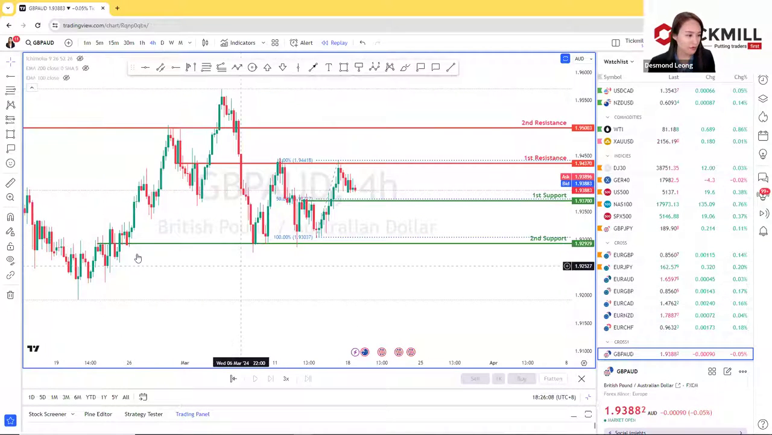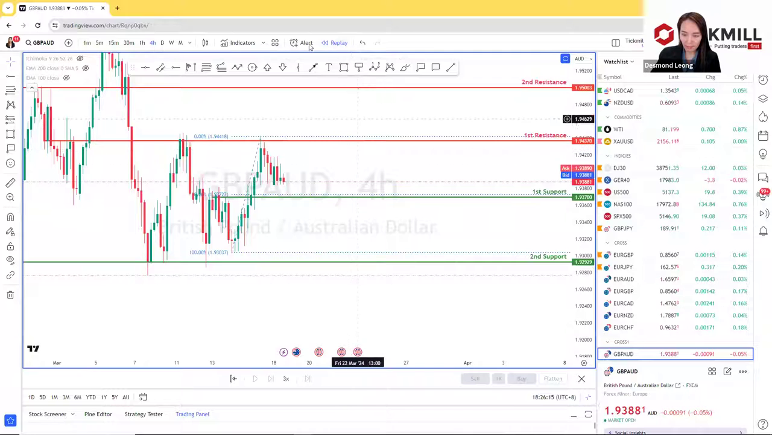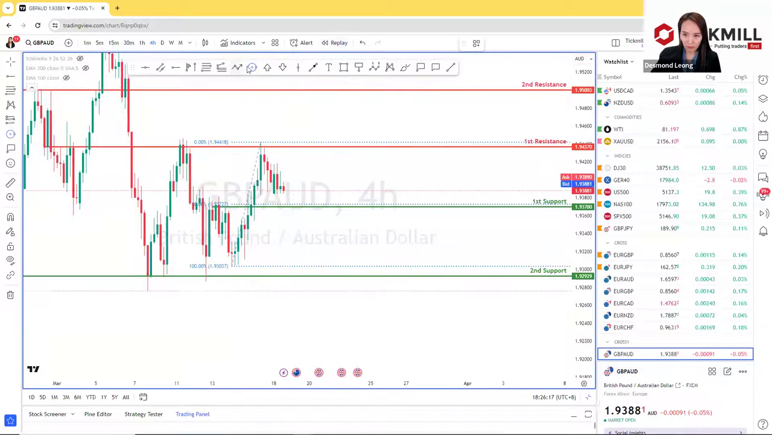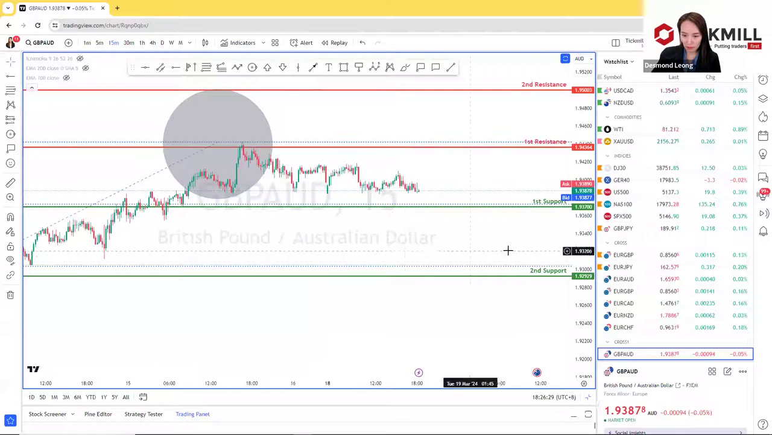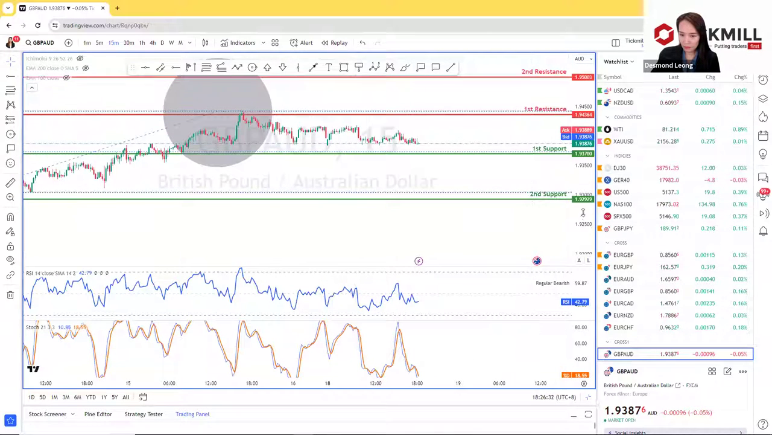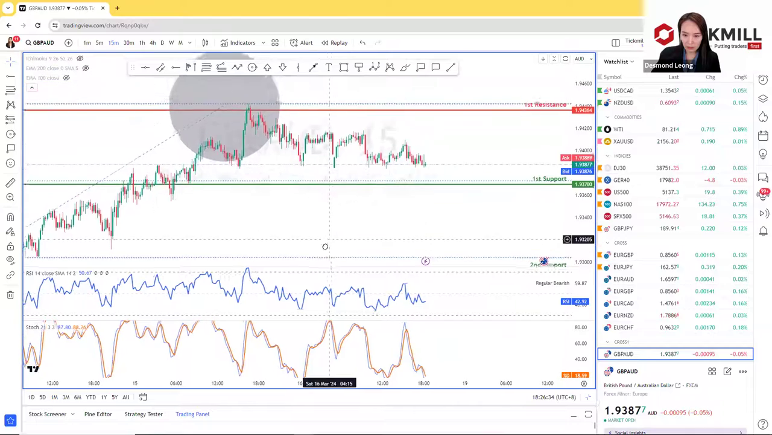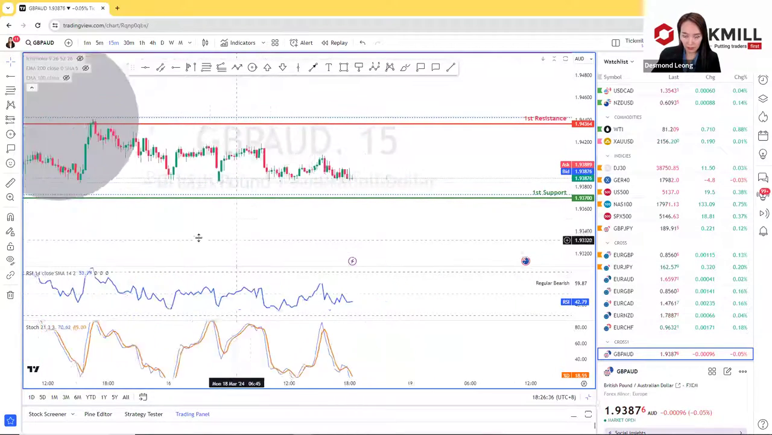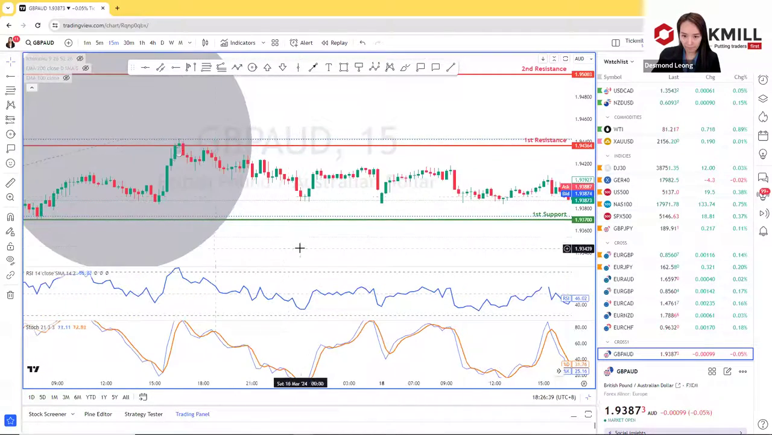Again, in the bigger time frame, price is still ranging between first resistance and first support, but in H4 it looks like this. Let's say price comes to this area, like this one. You go to M15, what can you see for confirmation? The confirmation, what you can see right here. You can see this is considered price action as well.